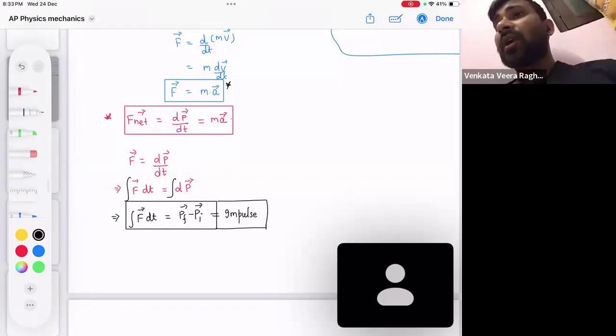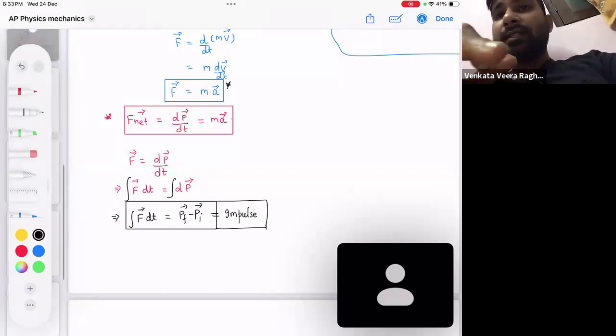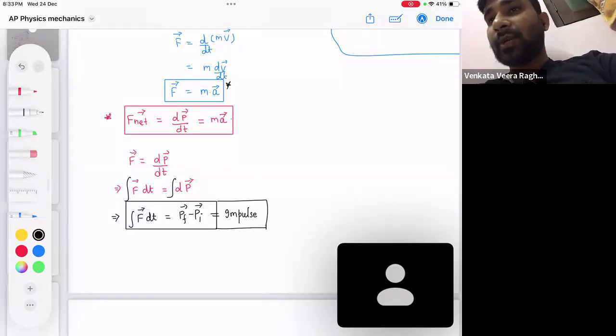So if you want to calculate the impulse acting on the particle, what should you do? You can integrate force with respect to time. Or what else can you do? You can simply calculate the change in momentum of the particle, which gives the same thing. So impulse and change in momentum are exactly the same thing. So if we want to calculate the impulse, what are the methods we have?